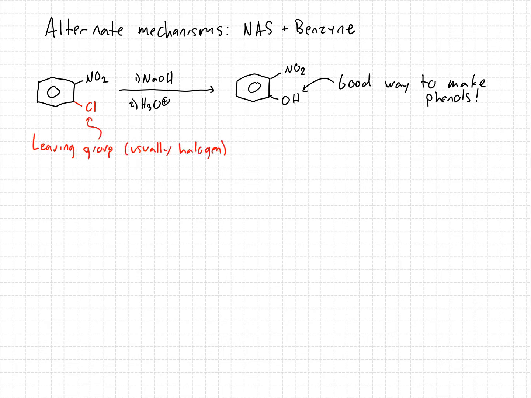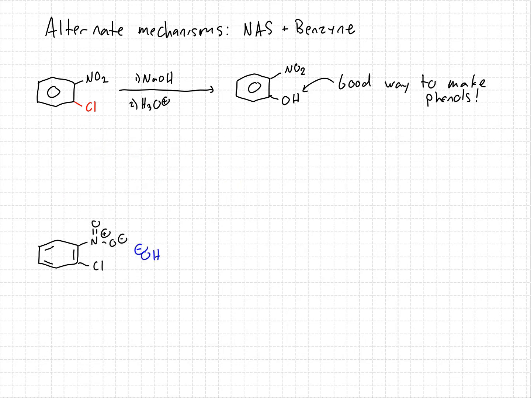So this type of mechanism will happen when we have a leaving group, which is usually in these cases a halogen, and this is going to be when the leaving group is specifically ortho or para to a very, very strong electron withdrawing group. The most common case where we see this type of reaction is if we have a nitro group. So what's happening here? Well, if we treat this compound, our starting material, with hydroxide, the hydroxide group is actually going to add to the aromatic ring as a nucleophile.